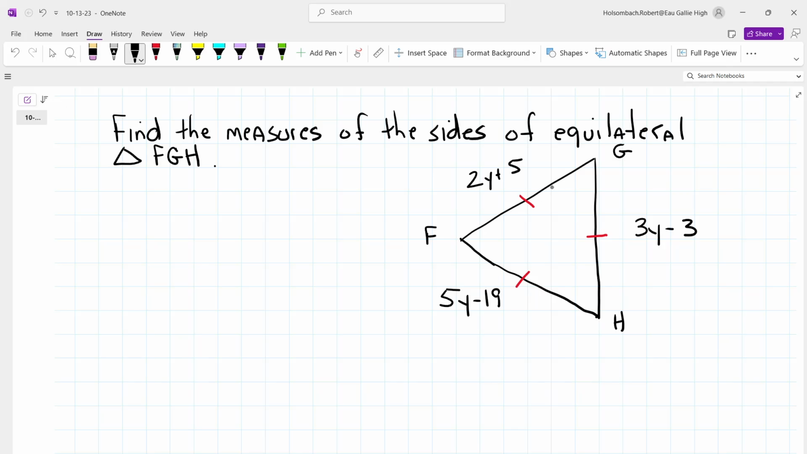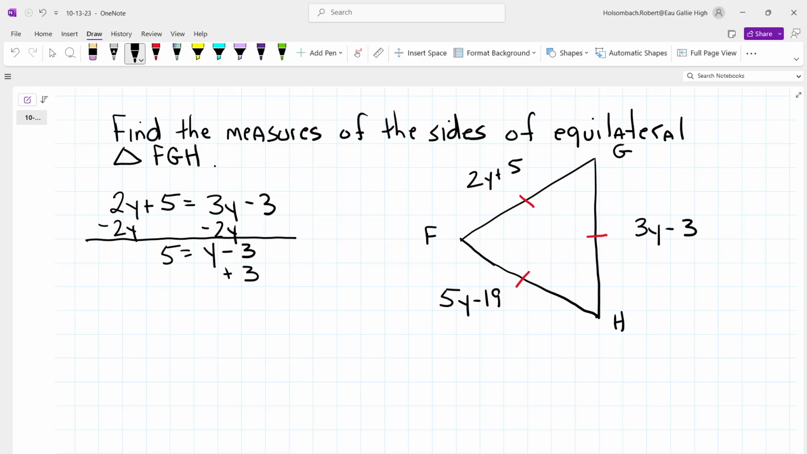Now, you can pick any two expressions and set them equal to each other, right? And then substitute for y. So I'm going to take 2y plus 5 and set it equal to 3y minus 3. So subtract 2y from each side. 5 is equal to y minus 3, and add 3 to each side. So we get an 8 that's equal to y.